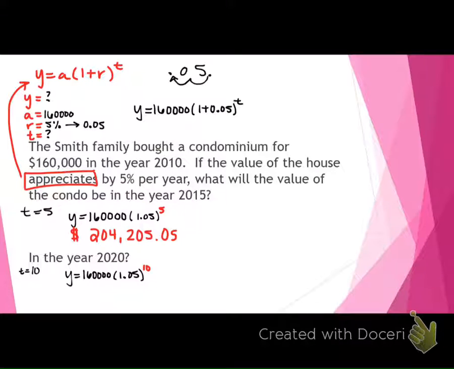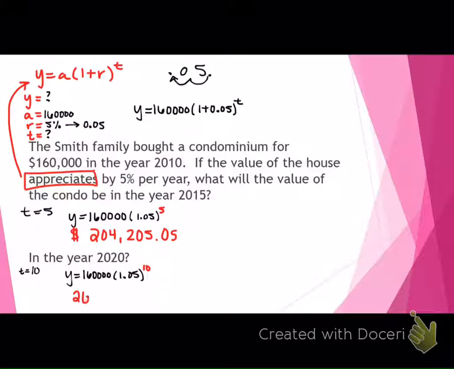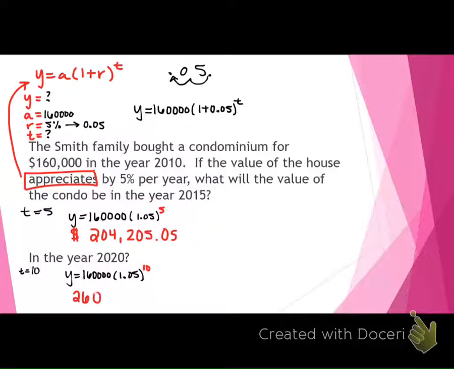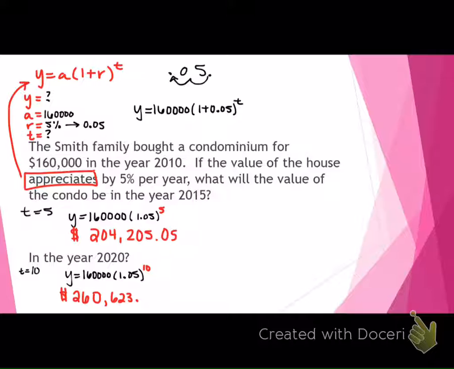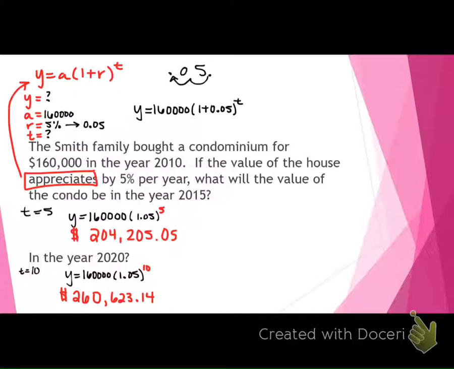Did you get it already, Kaylee? What'd you get? 260,623.14. $260,623 and how many cents? 14 cents. All right. Okay, any questions on that one?